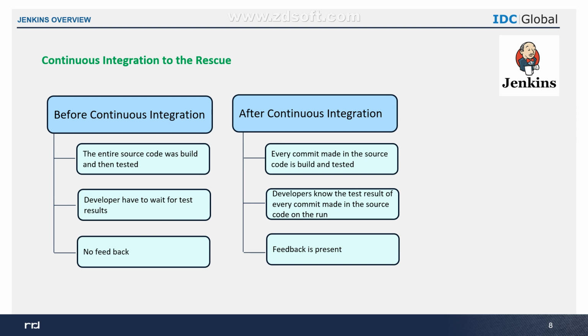Now see here, there is no feedback, and we have to wait until testing is done, and then the entire source code is deployed at a time. Here it is not like that. If you are using continuous integration, then every commit made in the source code is built and tested. If you push any new changes to the repository, it will automatically trigger the build. Now the developer knows the test results of every commit made in our source code.